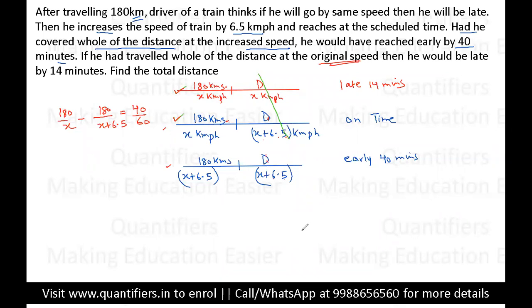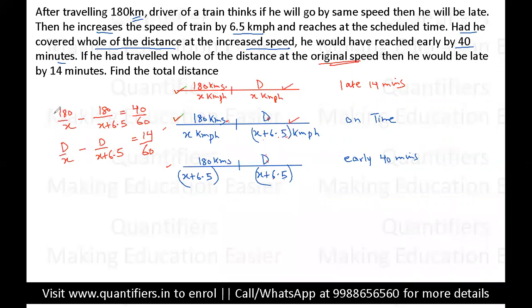So now what will be the equation? Now similarly students, you can make another equation, जैसे मैंने first equation बनाई थी, right? Okay, so now the equation will be: in this case, time taken will be d by x, and in this case, time taken will be d by x plus 6.5. Now there is a difference of 14 minutes. So I'm converting minutes into hours. That will be 14 by 60.